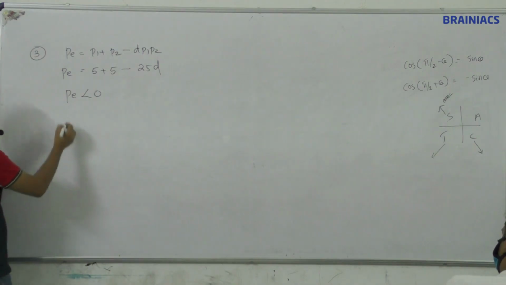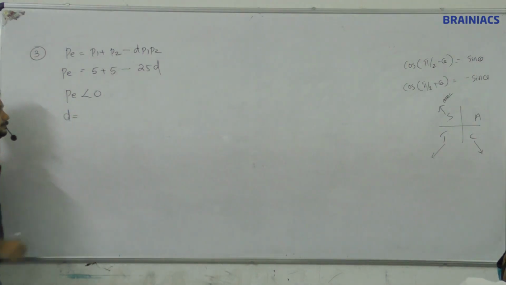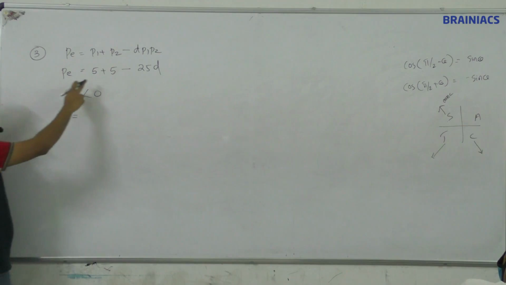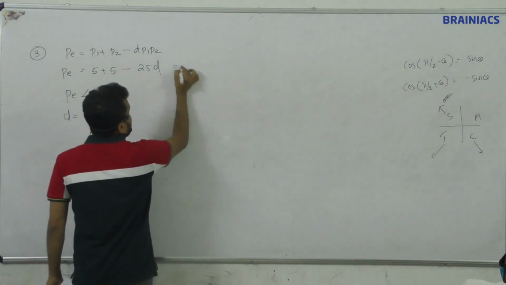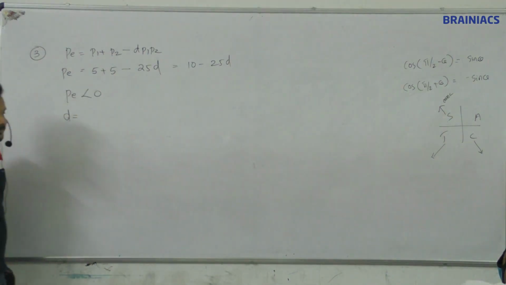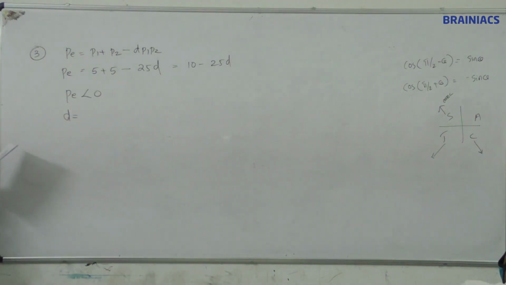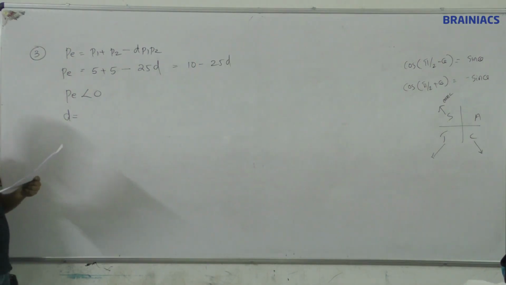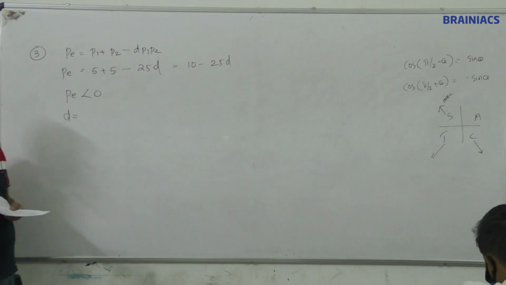Effective power is negative when D is equal to what? This is 10, so this is equal to 10 minus 25D. But D is less than 10 centimeter, equal to 40 centimeter, greater than 40 centimeter. But what is the most appropriate answer?